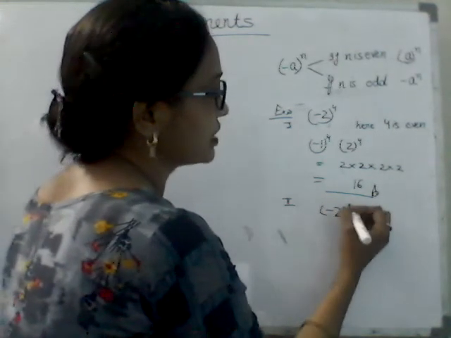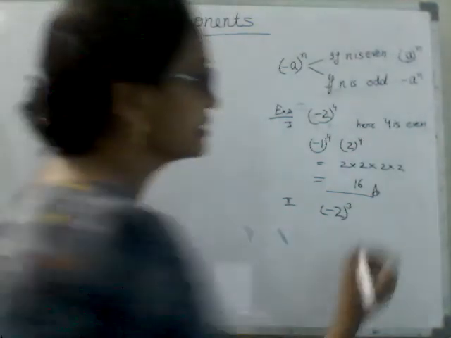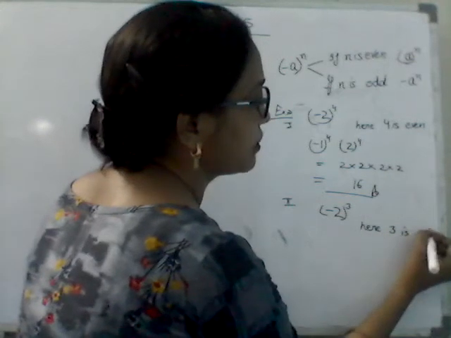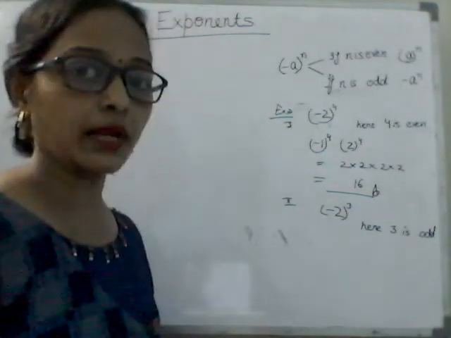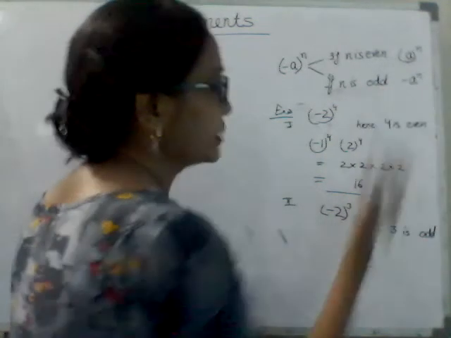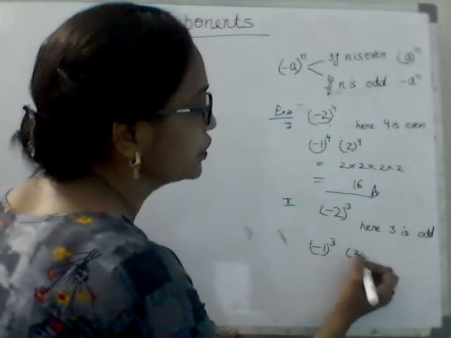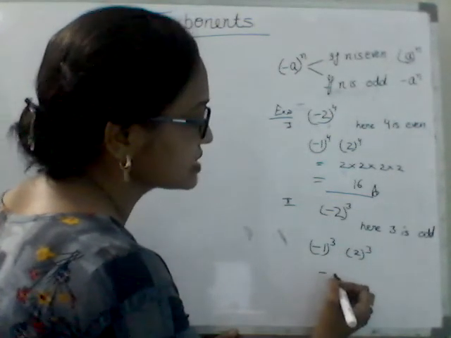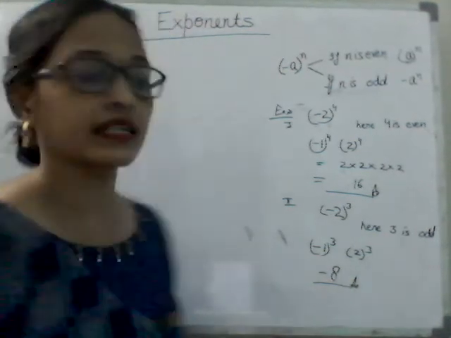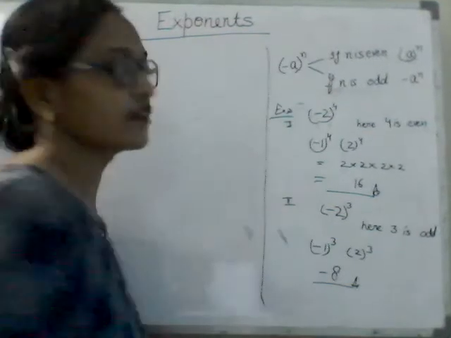For example, (-2) to the power 3. Here 3 is an odd number. That means if n is odd, we get minus a to the power n. (-1) to the power 3 and 2 to the power 3: we get minus, and 2, 4, 8. We get the answer minus 8. This is the form of (-a) to the power n.